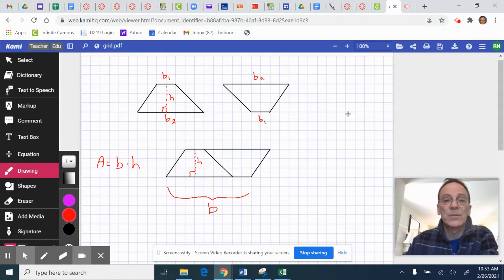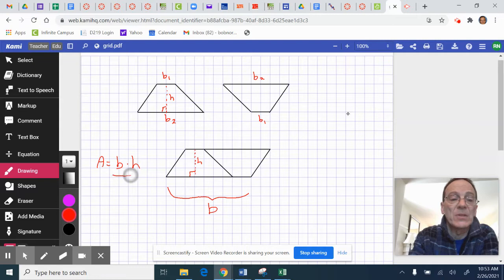Hello, this is lesson 12-3, areas of trapezoids. Let's focus first on the parallelogram drawn on this page here. We know that the area of a parallelogram formula is base times height.